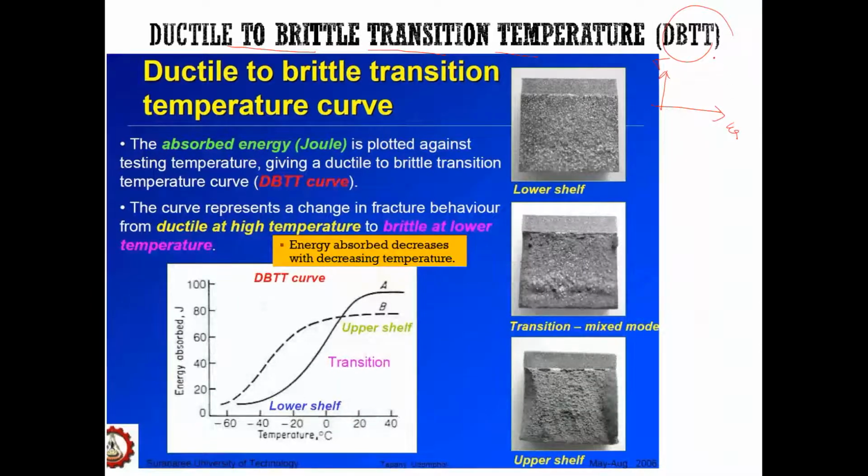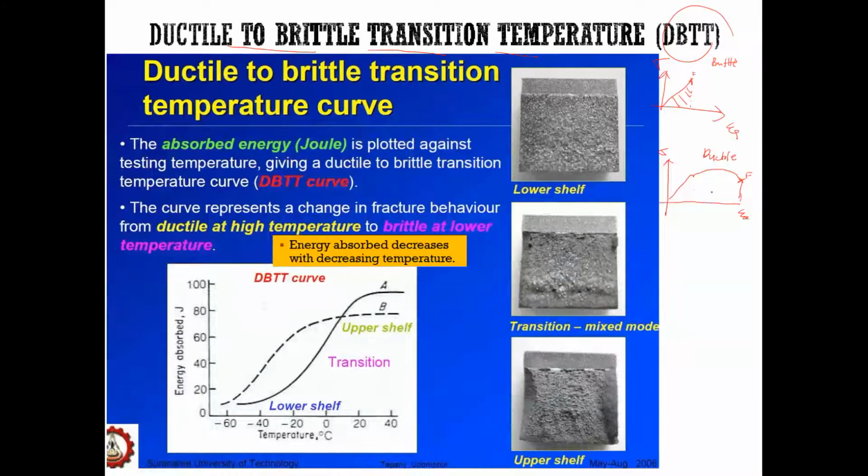For brittle material, we have this kind of graph. And for ductile material, this is stress versus strain, and basically we have this kind of graph, up to the fracture point. The area under this line is the toughness of the material.